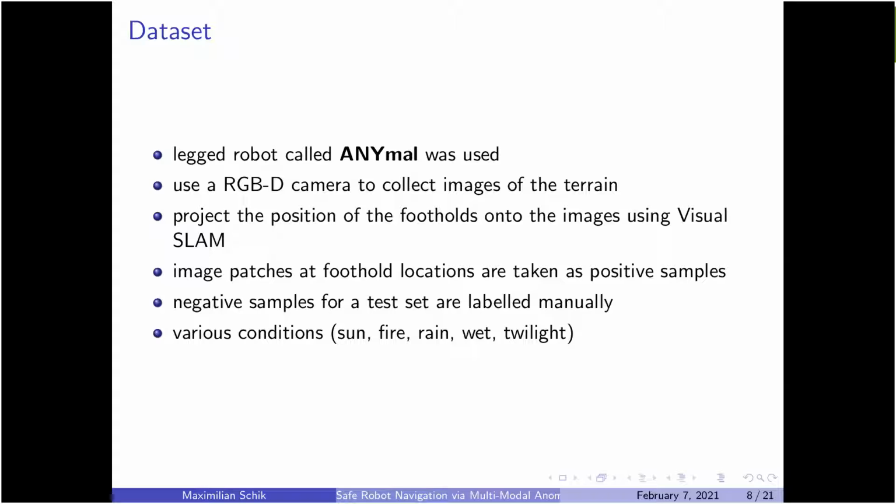A small amount of negative samples was labeled by hand for having a test set. And the data set contains various conditions: a sunny afternoon, I think, fire, rainy condition, after the rain, a wet condition, and twilight. So very different light conditions.